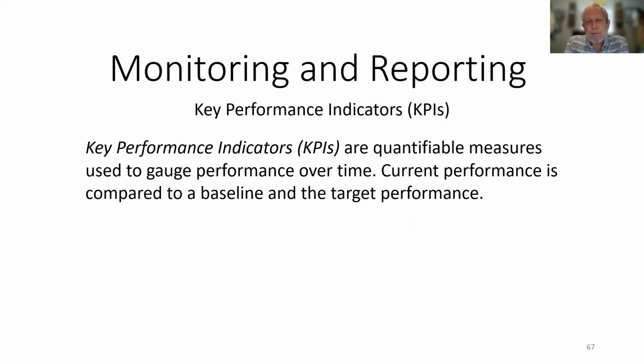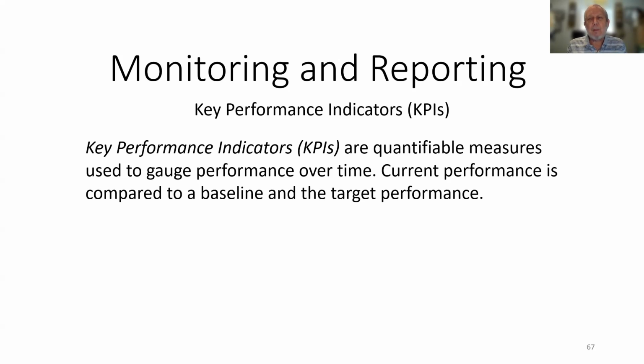Now we're going to talk about key performance indicators, KPIs. They're quantifiable measures used to gauge performance over time. Current performance is compared to a baseline and the target performance. Now, KPI is an acronym that hasn't been around for too long. I don't remember hearing it 10 years ago or so. Somebody's doctoral thesis, and they come up with something that makes them different from anybody else. It's a key performance indicator. But for instance, if you're in production and you know what your output is per hour or something like that, that's a KPI. Well, now they're just calling it something different.